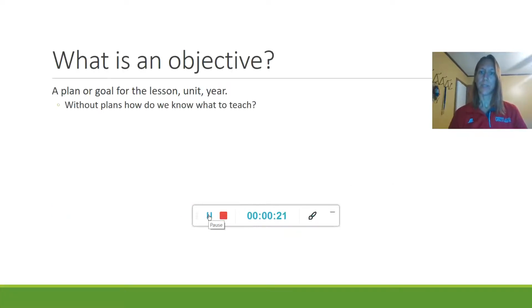So first, what is an objective? An objective is a plan or a goal for the lesson, the unit, or the year. Right now, we're focusing on lesson. So without plans, how do we know what to teach? So we write these objectives to help us plan what we're going to teach and how we're going to teach the lesson.